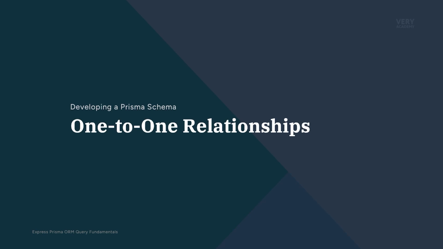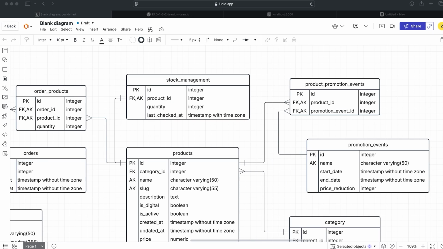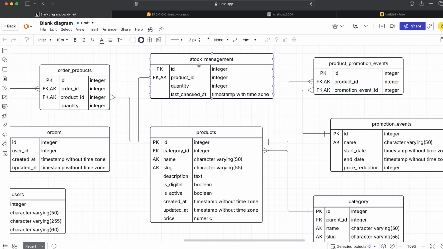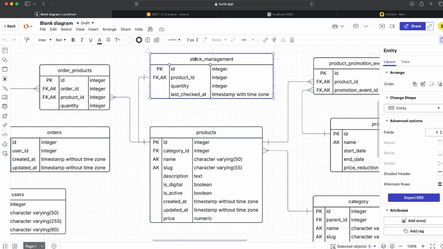Right, so next up, let's learn how to build a one-to-one relationship. Now, a one-to-one relationship occurs when one record in a table is associated to one and only one record in another table, and vice versa. If we take a look at our ERD, we do have one set of tables related via a one-to-one relationship, and that's product and the stock management table. So for one product, there should always be only one stock management record. And for one stock management record, there should be only one product, or one stock management record should be connected to only one product.